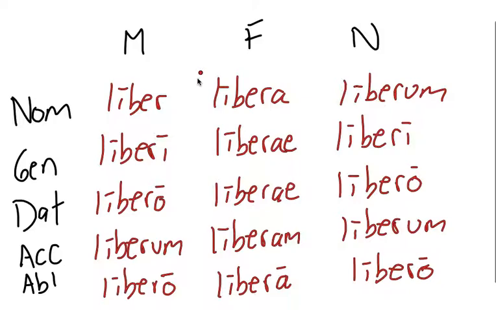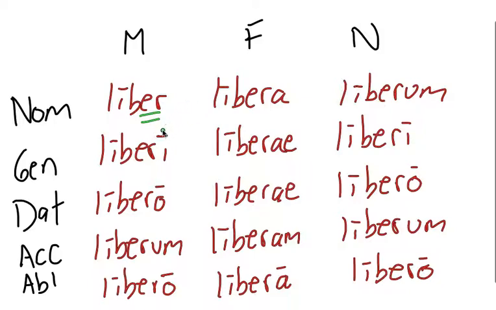The only real difference between adjectives like bonus and magnus and malus that end in US is that the nominative ends in ER, just like there are some second declension nouns that can end in ER. And just like some second declension nouns, these adjectives either keep the E or they drop the E.